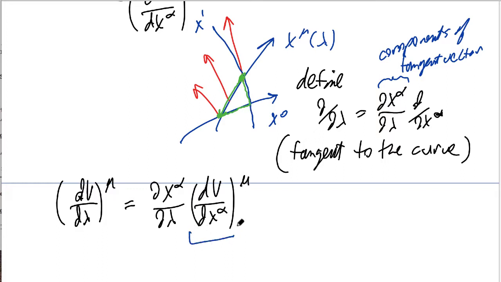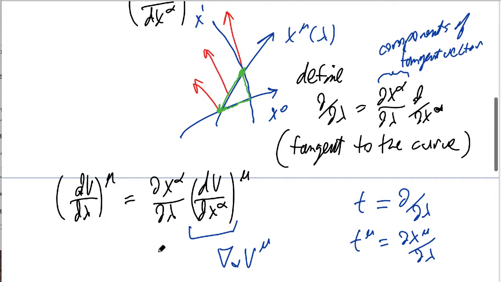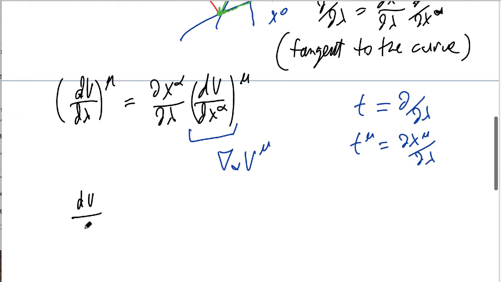Of course, this factor is just what we write in more standard notation as ∇_α V^μ. And these coefficients are just the components of the tangent vector d/dλ. And in fact, let me invent a little simpler notation for this. Let's let T stand for the tangent vector, so it's just another notation for d/dλ. Then the components of T are ∂x^μ/∂λ. And so we can now write this as the covariant derivative of V along the curve given by x(λ). The μth component is T^α ∇_α V^μ.